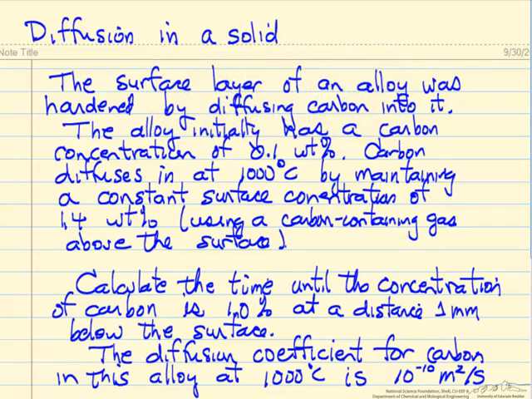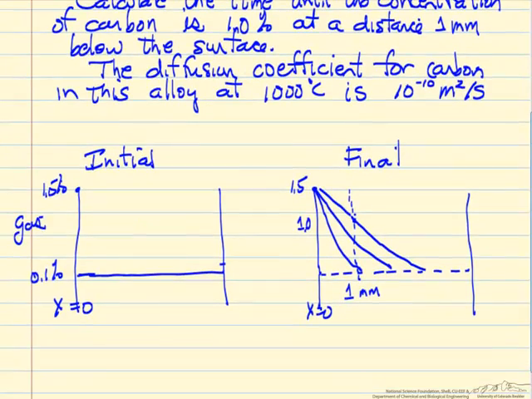So essentially what we're looking at is this physical situation. I'm plotting concentration in this direction, and distance into the alloy in this direction, x equals 0. Initially we start off with a uniform concentration, 0.1%. Then at time 0, we make the concentration 1.5% right at the surface. At later times, we maintain the concentration at 1.5% at the surface, and we're diffusing into the alloy. At longer distance, it's still 0.1%.